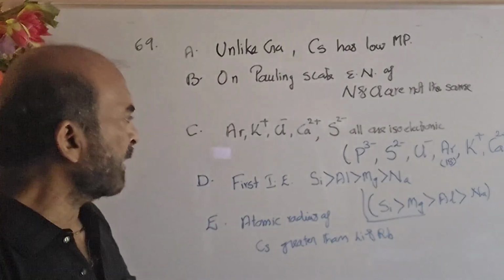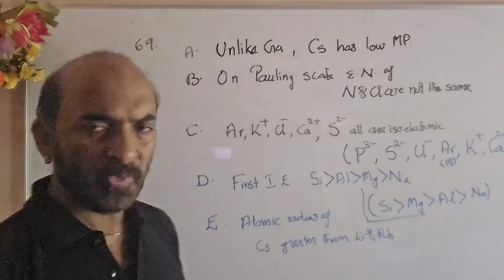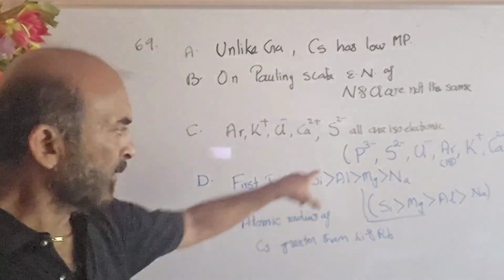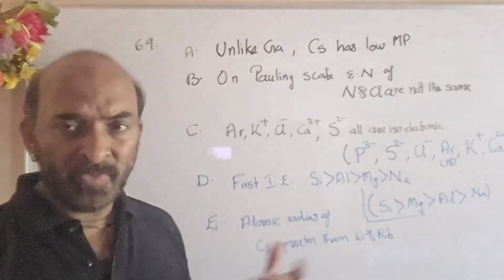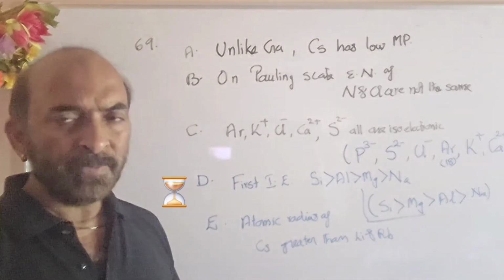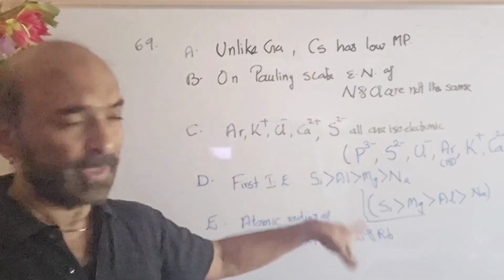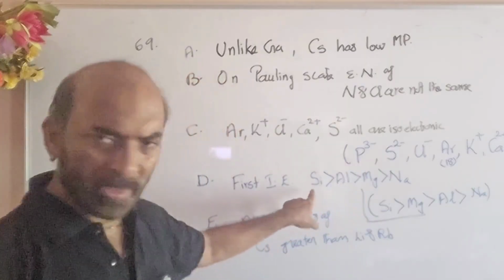Third, C. K plus, Cl minus, Ca2 plus, S2 minus, P3 minus are all isoelectronic. Is that correct? See, I have written that. I keep things written because we waste less time on writing and spend more time on explanation. That's why I already keep them written. See, P3 minus. These elements are nearby elements.